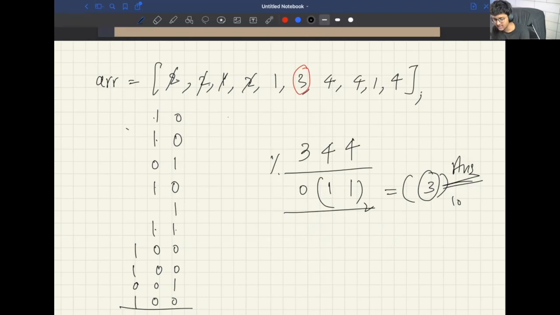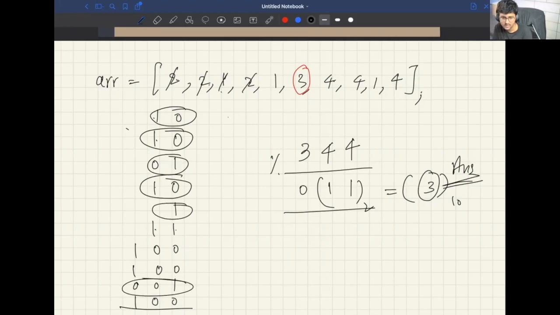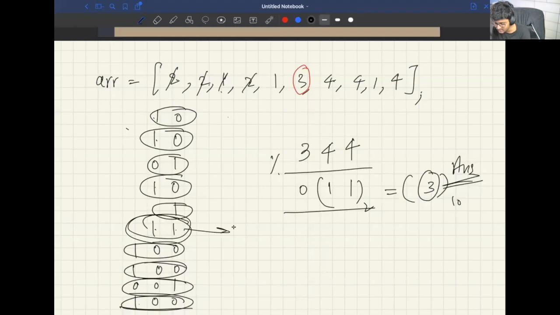If this 2 is occurring thrice, then all the bits of 2 will also be occurring thrice. Similarly, if 1 is occurring thrice, then all the bits of 1 will also be occurring thrice. Similarly, if 4 is occurring thrice, all the bits of 4 will be also occurring thrice. Right? So for example, we can then just keep the modulo, and what will be remaining? This will be remaining. Answer.